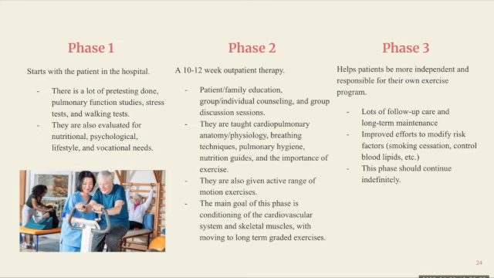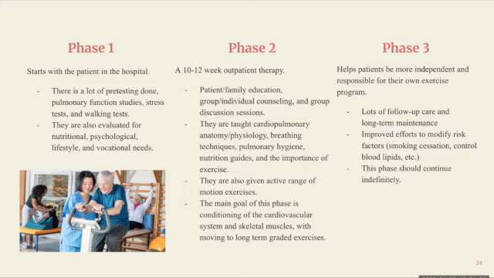So phase 2 is a 10 to 12-week occupational therapy. With this, the patient and family are going to get special education on how to support themselves and their loved ones through this entire process. They're going to receive group and or individual counseling, and then also group discussion sessions as well.